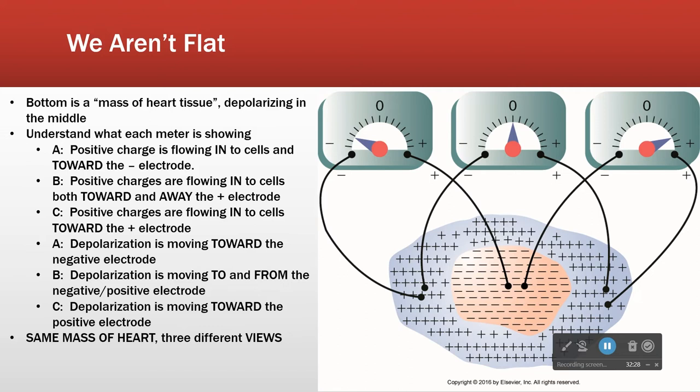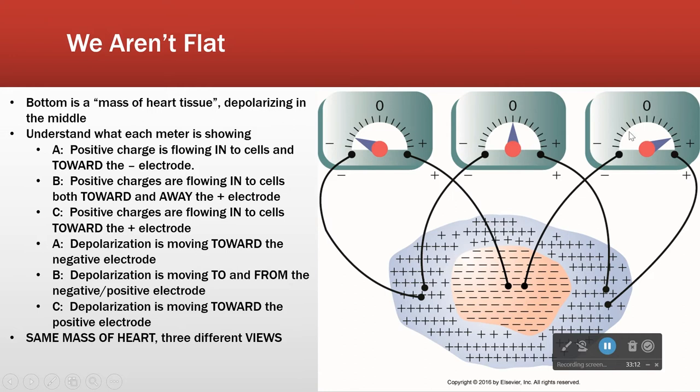Okay, so all this mess is showing you is that we can take the same electrically active thing, in other words, this mass of tissue right here, and depending on where we measure it, we will get three different readings from the same electrical change, right? So over here on the negative, you'll notice that our positive lead is in the negative area. Our negative lead is in the positive area. So as charge moves from inside out, we're going to see a strongly negative deflection from these two leads.